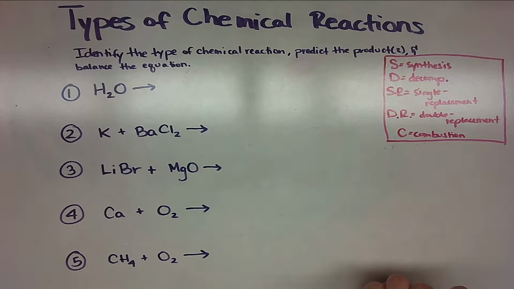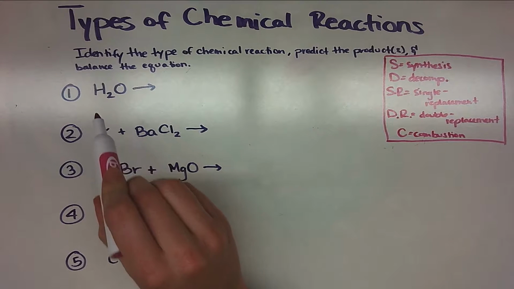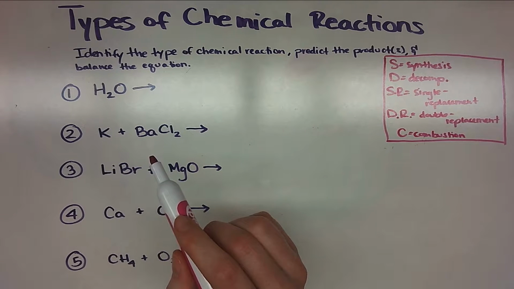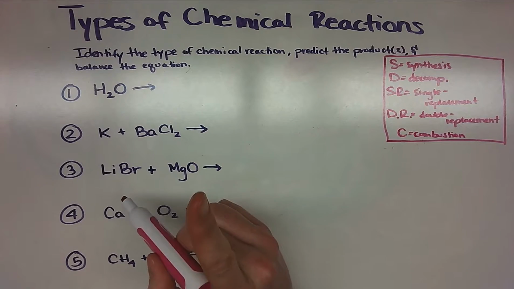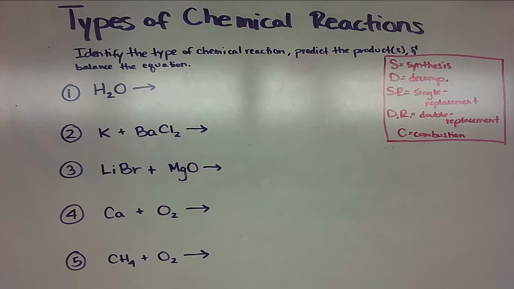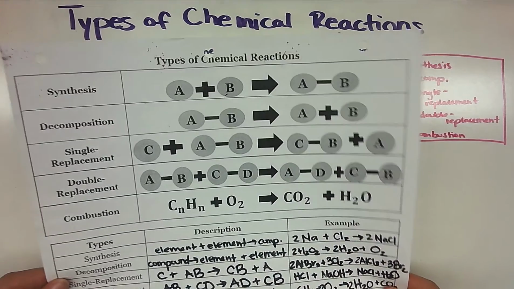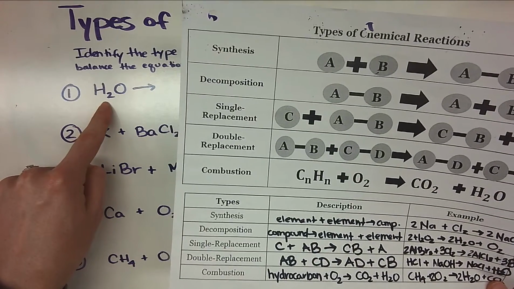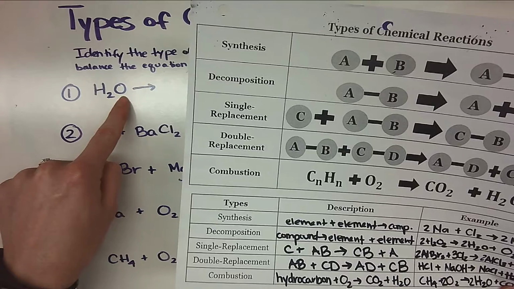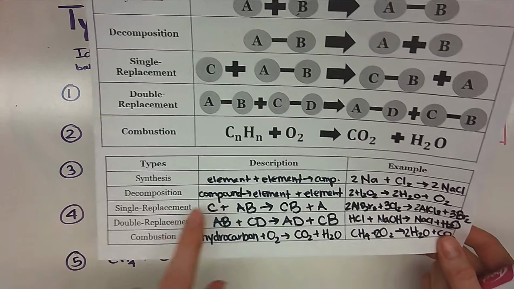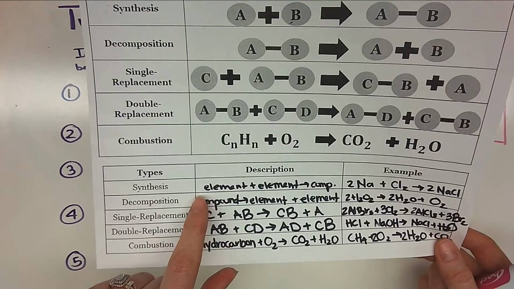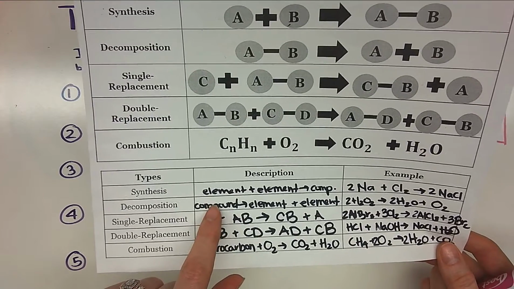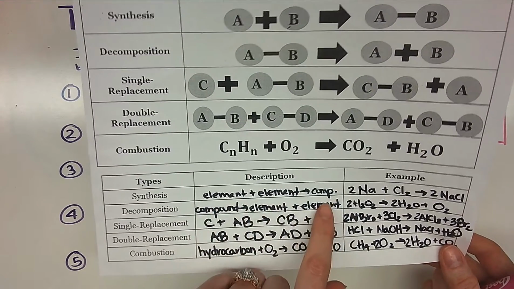Number 1, we only have one reactant. We have H2O, or water. So anytime you only see one reactant, you should be thinking that this is a decomposition reaction, because I have a compound that is composed of 2 hydrogen and 1 oxygen. And that's what happens in a decomposition reaction. We have a compound, and what it's going to do is break up into its respective parts.